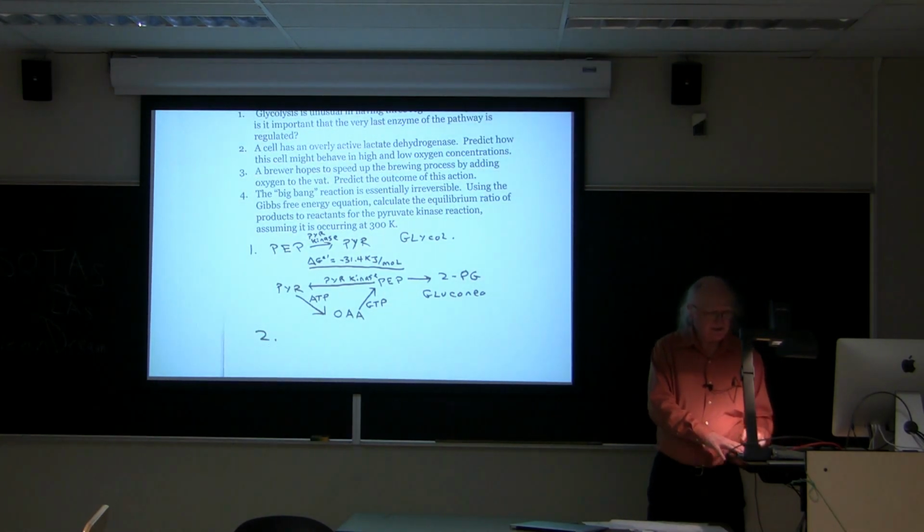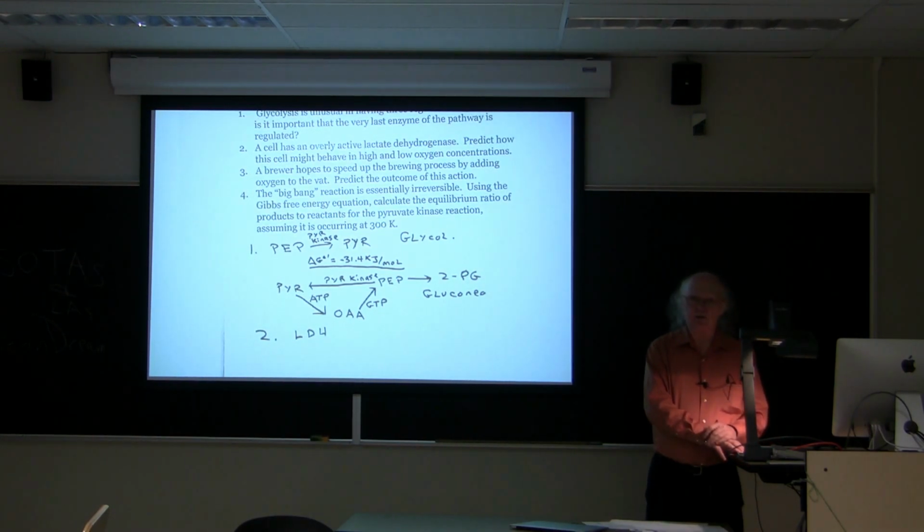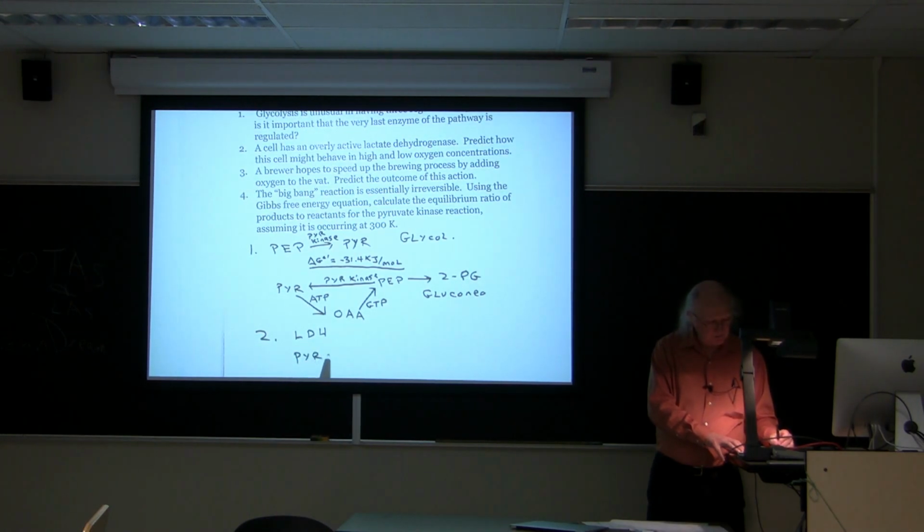Question 2 says that a cell has an overly active lactate dehydrogenase, and to predict how the cell might behave in low and high oxygen concentrations. Well, let's remember first of all what lactate dehydrogenase does. In muscle cells of animals, pyruvate is converted into lactate by the enzyme lactate dehydrogenase. And this is a reaction that converts NADH into NAD.